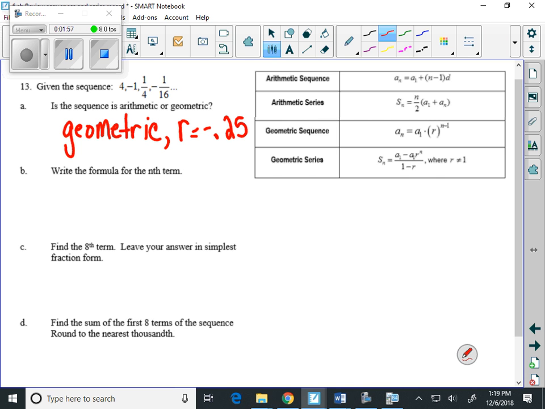And to write this, the other piece of information we need to know is the fact that a sub 1 equals 4. We already know that our r equals -0.25. Again, if you wrote -1/4, it's the same thing. So it's a sub n equals 4 times -0.25 to the n minus 1. Well, we don't know anything about n, so that's all that we can do here.